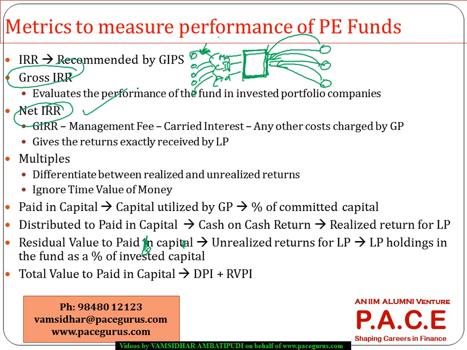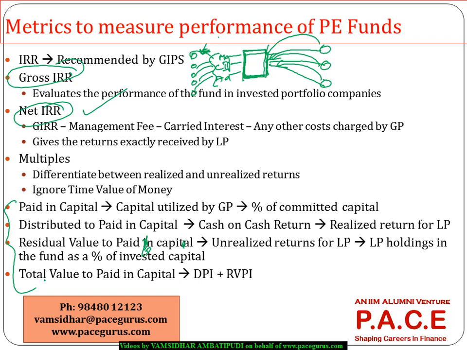And in some cases we use various multiples to compare the performance of various PE funds, because these multiples actually separate out the realized versus the unrealized returns. So how much of the investment is redistributed back to the LPs, which is the realized return, and how much of it is not redistributed to the LPs but is held in the form of various holdings with the GP. That is going as a part of the unrealized return.